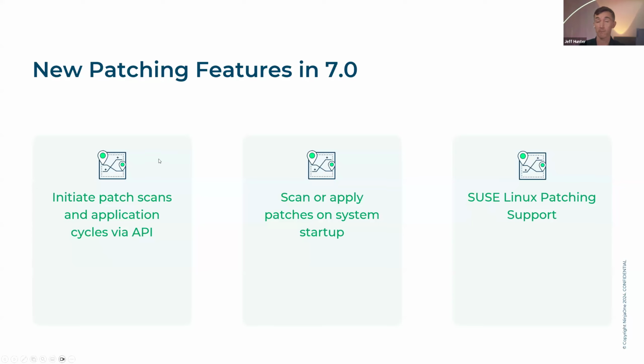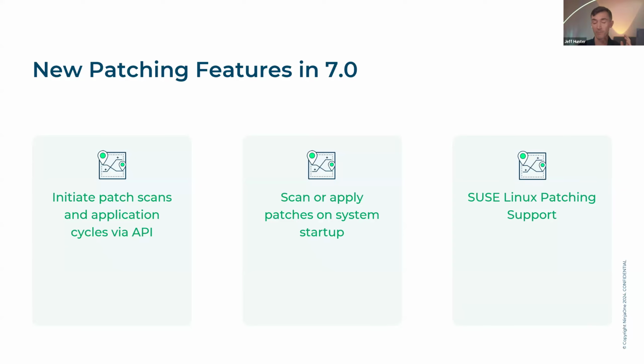Now, what are the features that are related to patching that are coming out in 7.0? We can see here that we are going to be able to initiate patch scans and application cycles via the API. This is really exciting. It's going to allow you to trigger those patch scans through the API. It allows you for greater orchestration.